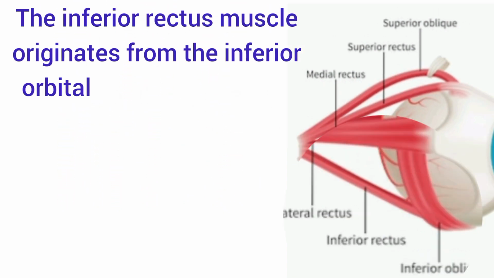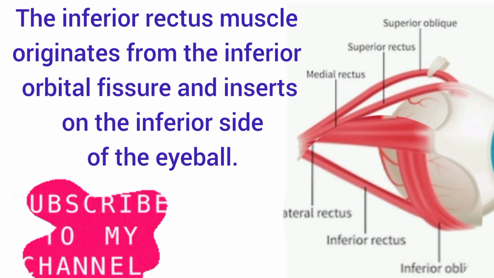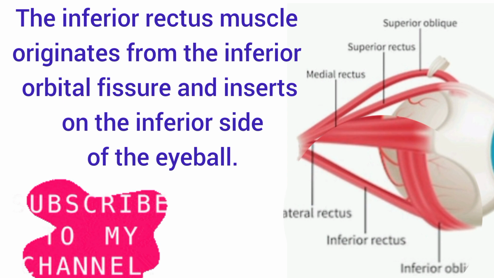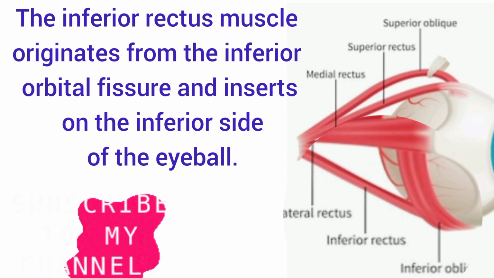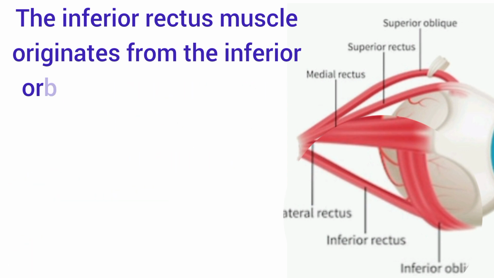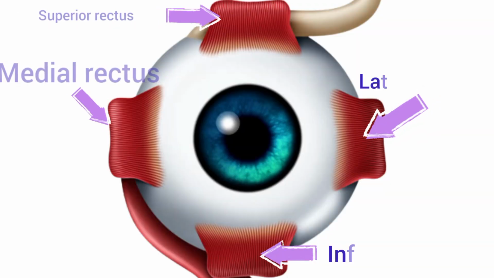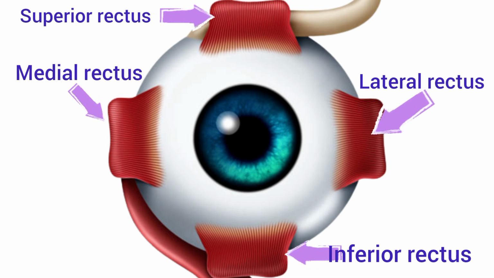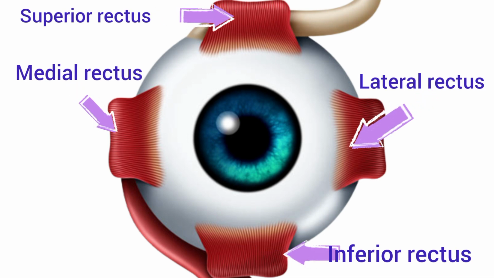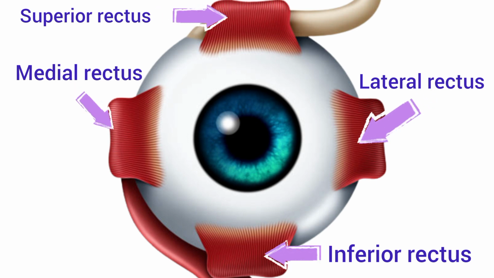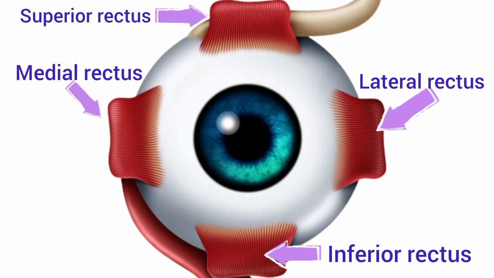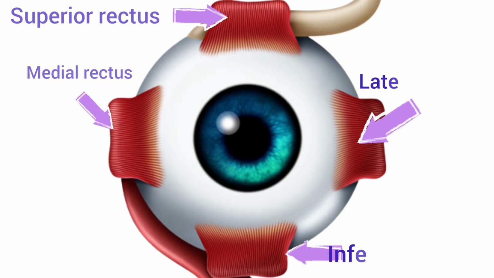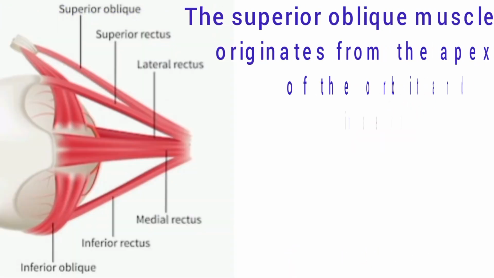The inferior rectus muscle originates from the inferior orbital fissure and inserts on the inferior side of the eyeball, as we can see from this image on the right. So let's see. You see from the top we have the superior rectus, on the left we have the medial rectus, on the right we have the lateral rectus, and below we have the inferior rectus muscles. Let's go ahead to see the other muscles.